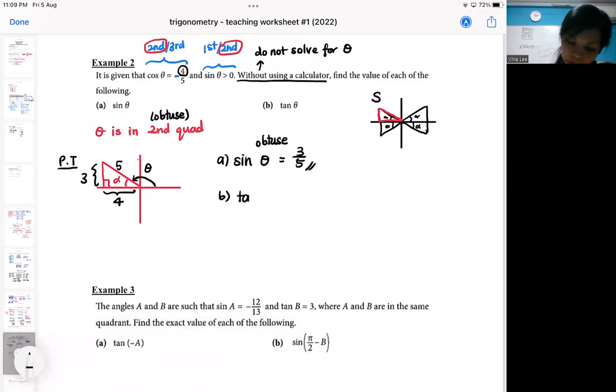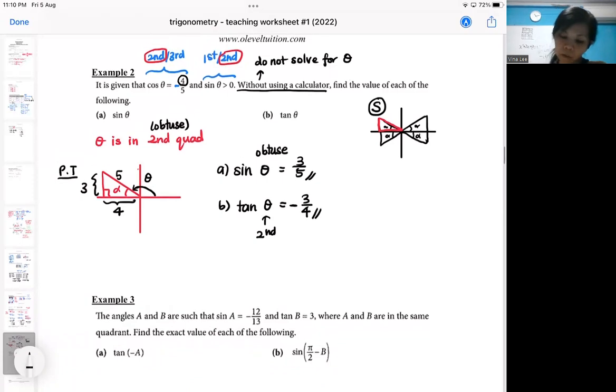If I go to tangent, because this one is second quadrant, and in the second quadrant sine is positive, my tangent should be negative. Negative O over A. So I find the value without finding theta. Where did I get my value? I got it from my triangle. So deciding the quadrant is important. If you decide wrongly, you will put the negative sign wrongly because your ASTC is wrong. Different quadrants have different signs.